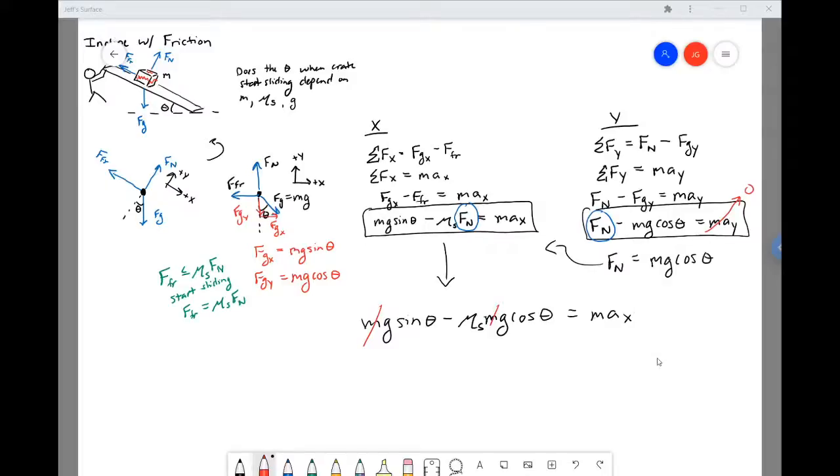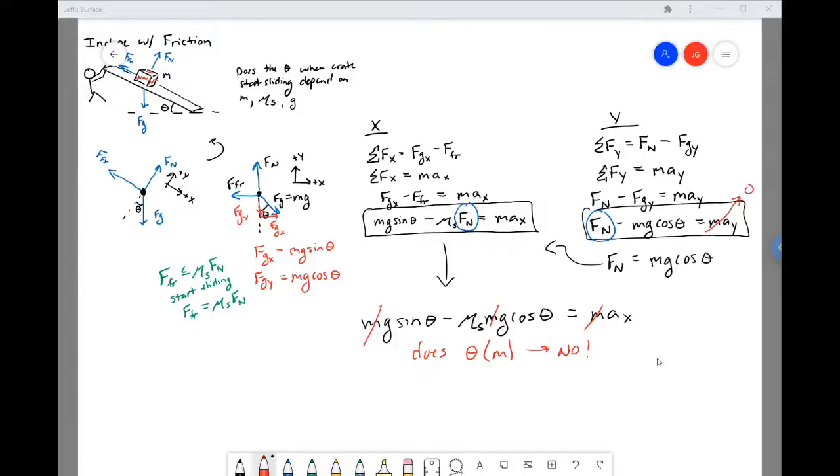There's an m in every term, so it goes away. So exploring the physics of this situation, one thing we find is, does the maximum angle of incline depend on m? Is theta a function of m? No, it's not.